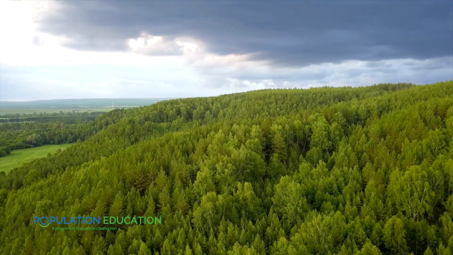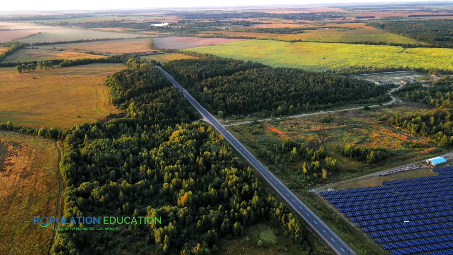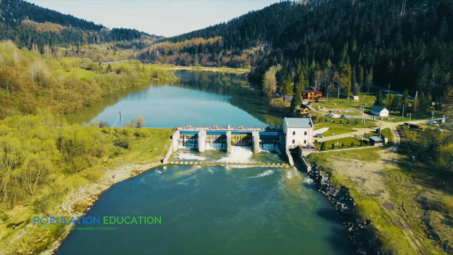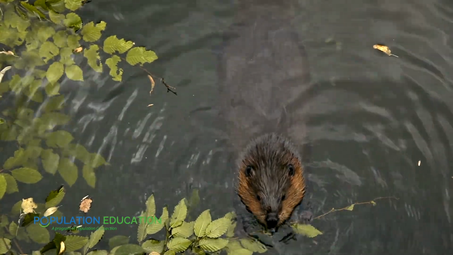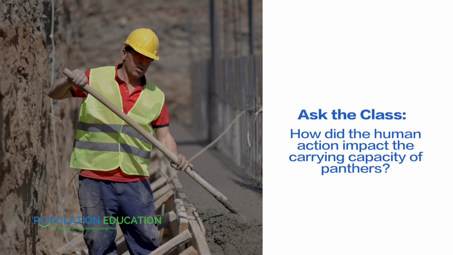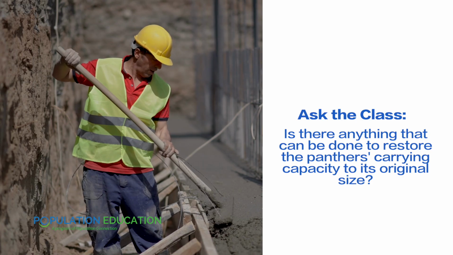The class selects a human impact they'd like to examine and are then challenged with representing that impact within the model. Suppose a highway was built through the community that panthers can't cross safely. You could place tape down on the ground that cannot be crossed to represent this highway, and therefore the hunting zone of each panther will be different and more limited. Or maybe students want to represent a dam built on the local waterway. So they remove beavers from the ecosystem because they would have lost their habitat. Have fun with it! Put one of these modifications in place and run the simulation again. How did this human action impact the carrying capacity of panthers? And is there anything that can be done to restore their carrying capacity to its original size?